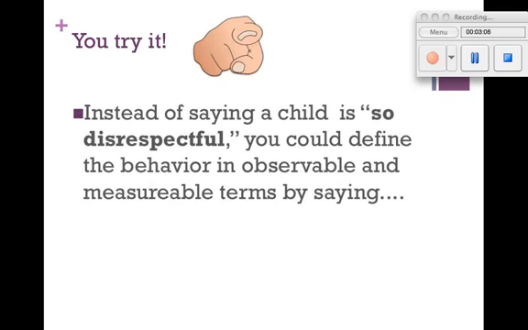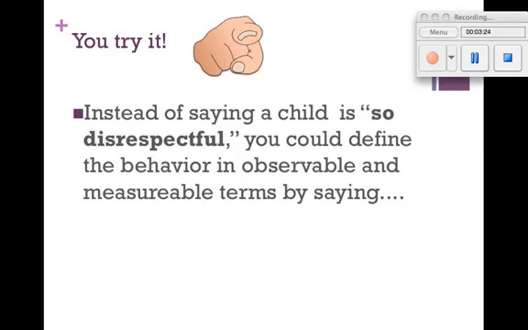So you try it. Instead of saying a child is so disrespectful, you could define the behavior in observable and measurable terms by saying what? You can pause the podcast here and think about a response. When you're ready, press start.